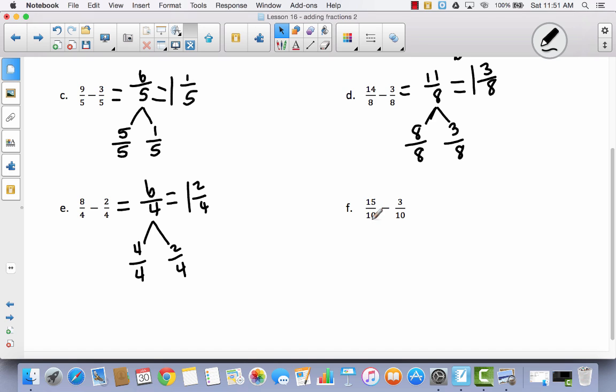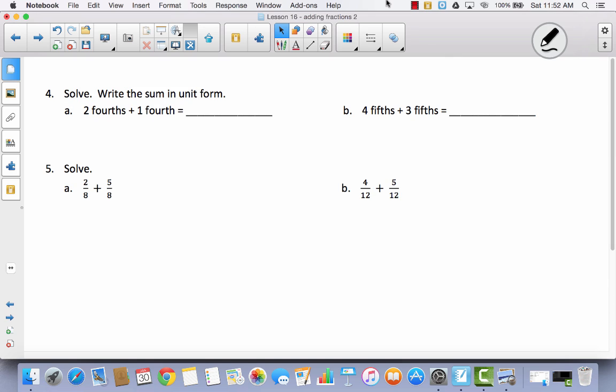All right, 15/10 minus 3/10 equals 12/10. How many tenths does it take to make a whole? It takes 10/10. To that, I add 2/10. So now 12/10 is the same as 1 and 2/10.